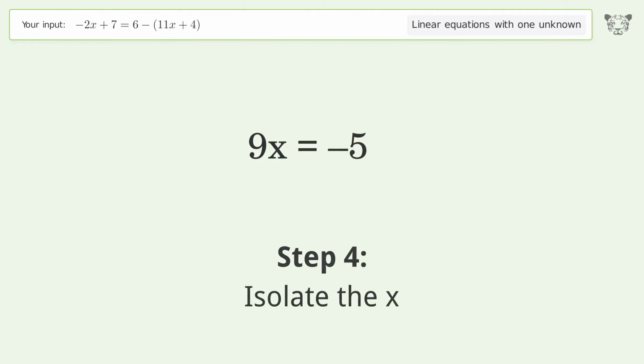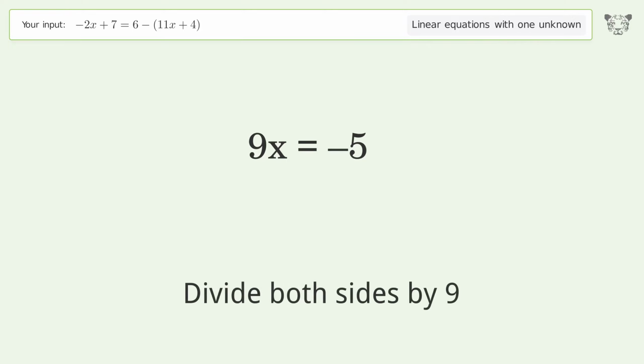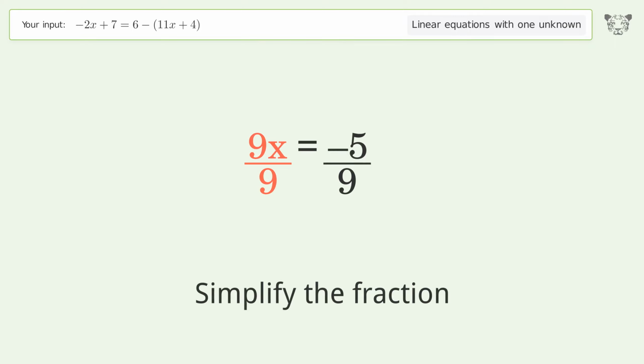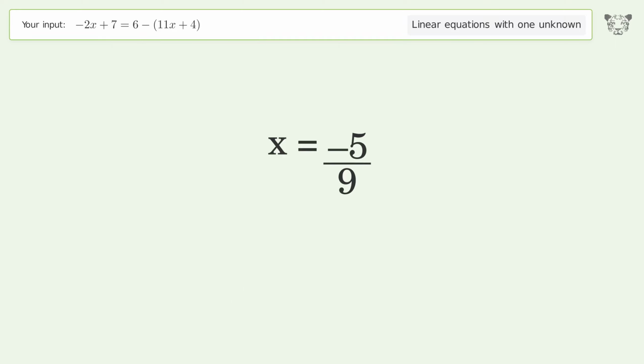Isolate the x. Divide both sides by 9. Simplify the fraction. And so the final result is x equals -5/9.